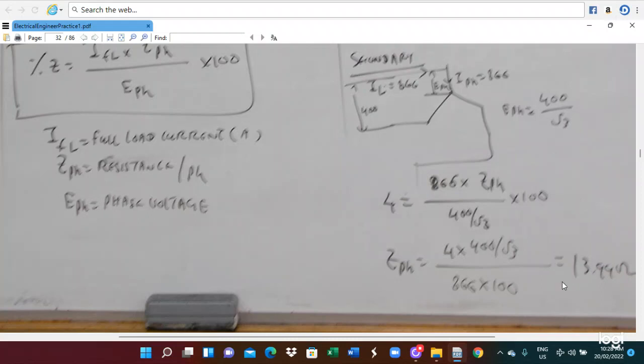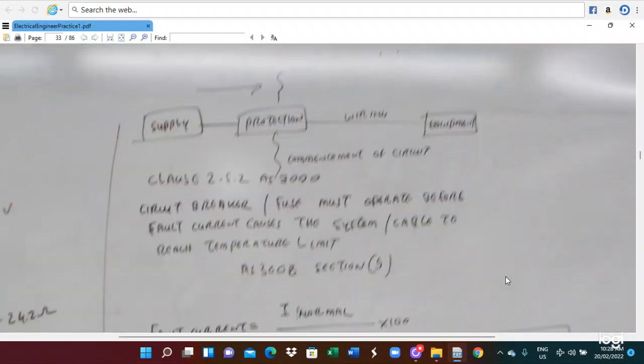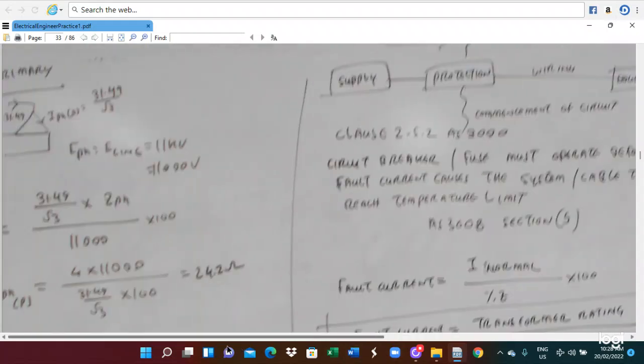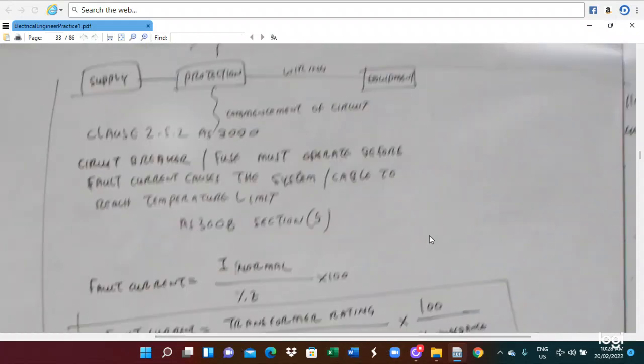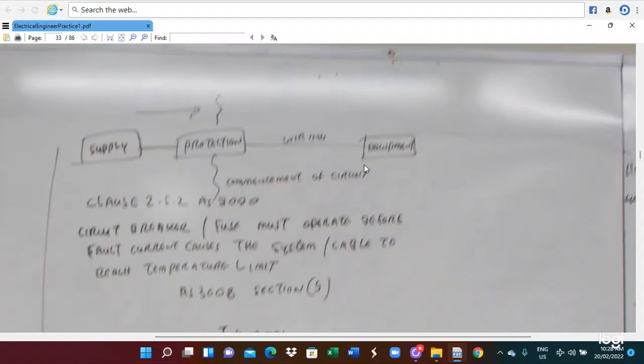So you got the 13.94. This is the way that we calculate the primary and secondary phase currents, line current, and also percentage impedance, phase short voltage, short circuit current, and then short circuit MVA. We can calculate it. So here will be this electric gas distribution system.